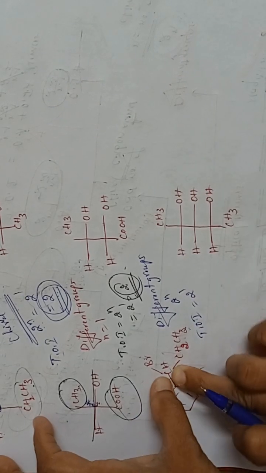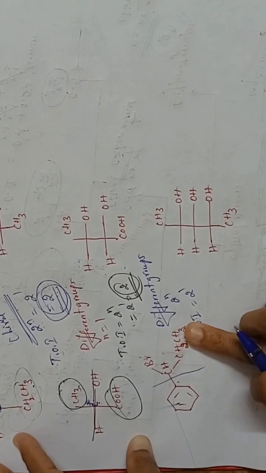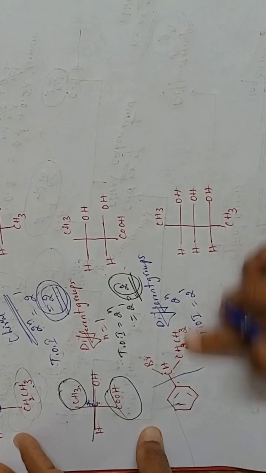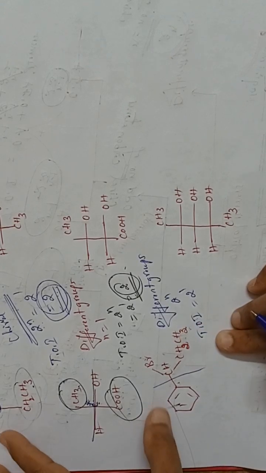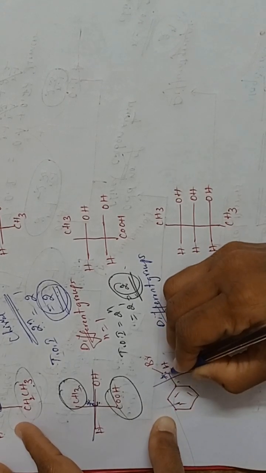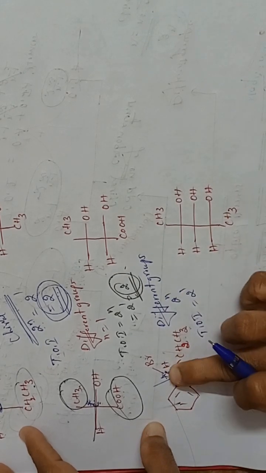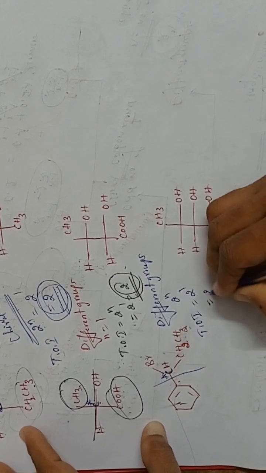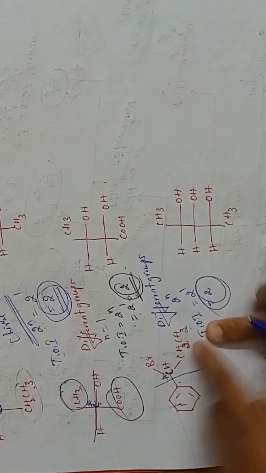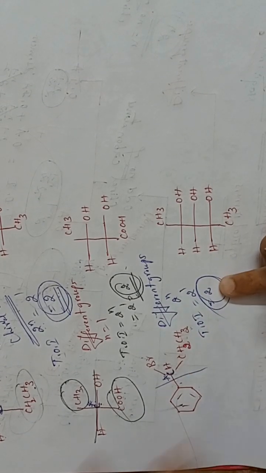One chiral carbon. This is the chiral carbon, with bromine, hydrogen, CH2CH3, and the phenyl group. Total 4 different groups attached. That's it, only one chiral carbon is there. So n is 1, only one chiral carbon. 2 power 1 is 2. The answer is 2 total optical isomers. Clear?